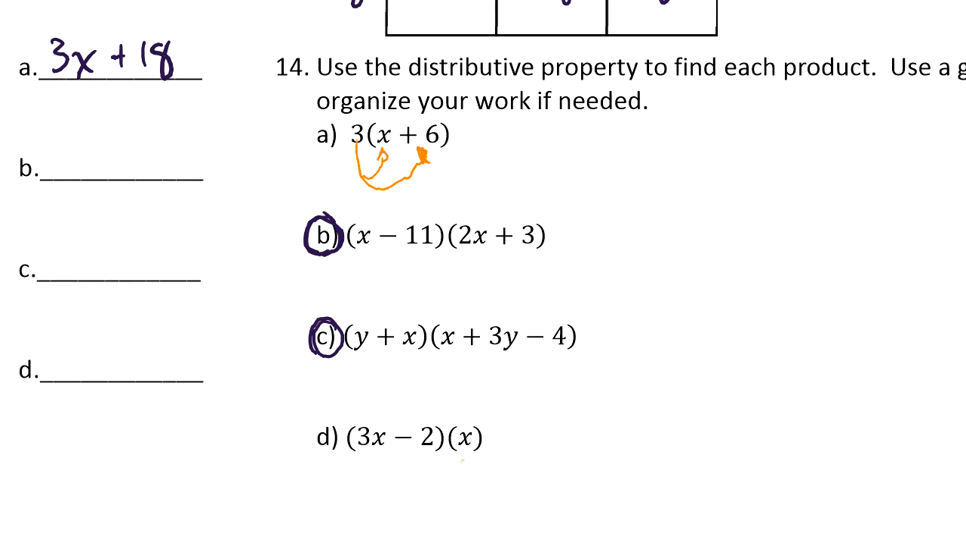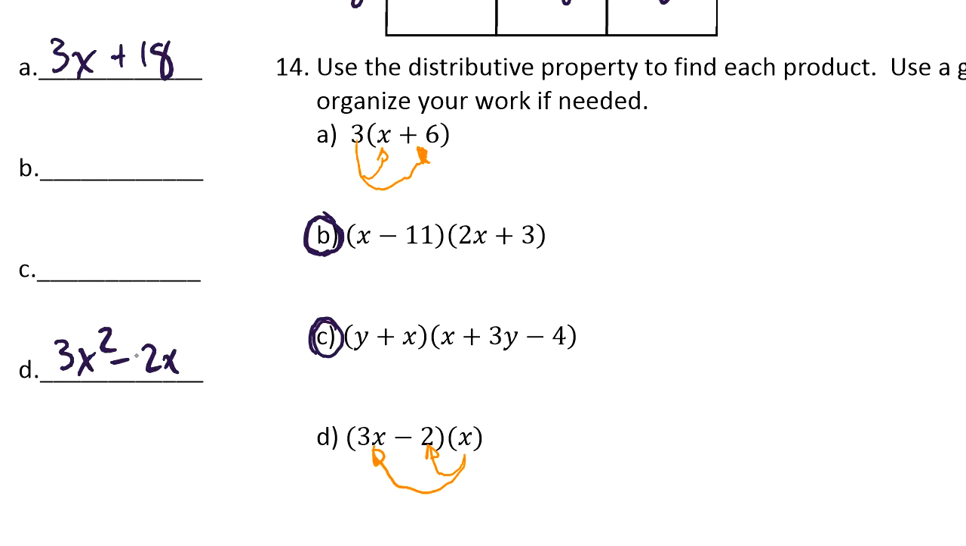For question D, I need to distribute this x to both the negative 2 and to the 3x inside. So when I go ahead and do that, I get a 3x squared, and then negative 2 times x is a minus 2x.